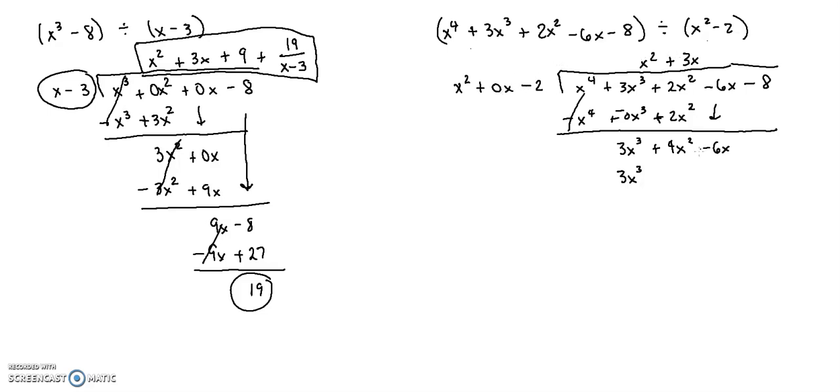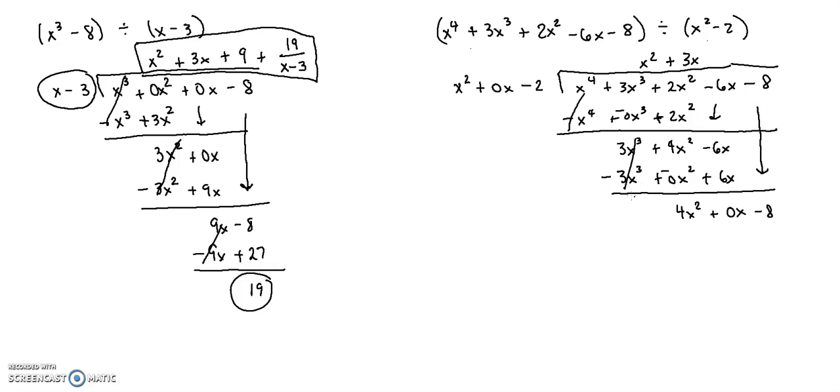These I'm going to get 0. 3 times 0 is 0, so I get 0x squared. And then 3 times negative 2 would give me negative 6x. And I subtract. Okay, first terms cancel out. I'm left with 4x squared plus 0x. And I bring down the next number, minus 8.